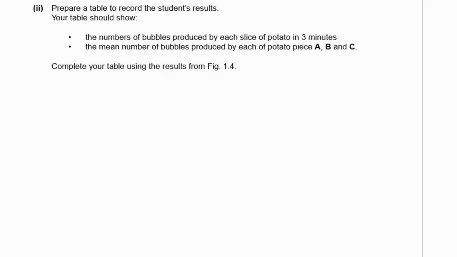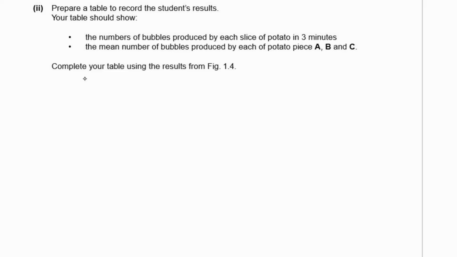2. Prepare a table to record the student's results. Your table should show the number of bubbles produced by each slice of potato in 3 minutes and the mean number of bubbles produced by each piece of potato A, B, and C. Complete your table using the results from figure 1.4.